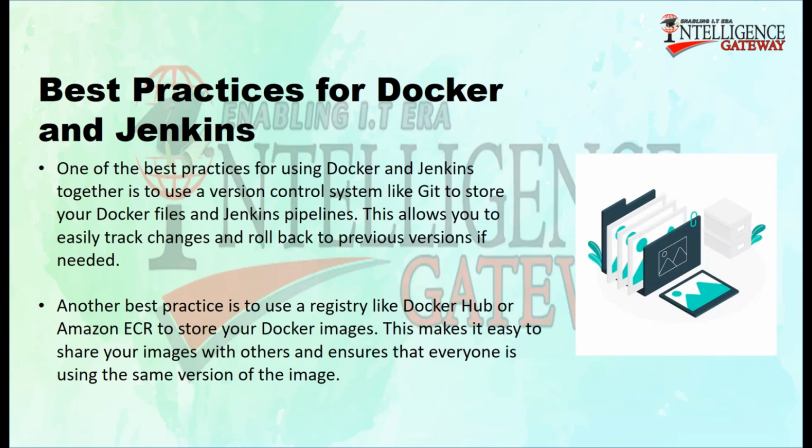Best practices for Docker and Jenkins. One of the best practices for using Docker and Jenkins together is to use a version control system like Git to store your Dockerfiles and Jenkins pipelines. This allows you to easily track changes and roll back to previous versions if needed. Another best practice is to use a registry like Docker Hub or Amazon ECR to store your Docker images. This makes it easy to share your images with others and ensures that everyone is using the same version of the image.